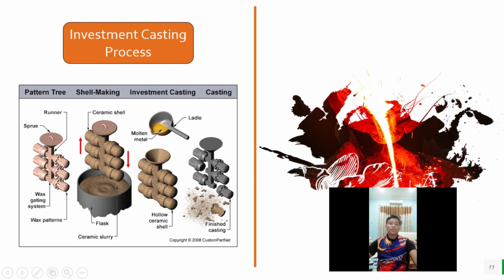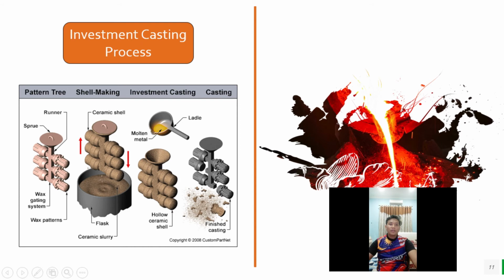This is the visual for the investment casting process. Before that, the investment casting process, also known as the lost wax process, begins with the production of a wax replica or pattern of the desired shape of the casting. A pattern is needed for every casting to be produced. The patterns are prepared by injecting wax or polystyrene in metal dies. A number of patterns are attached to a central wax sprue to form an assembly.